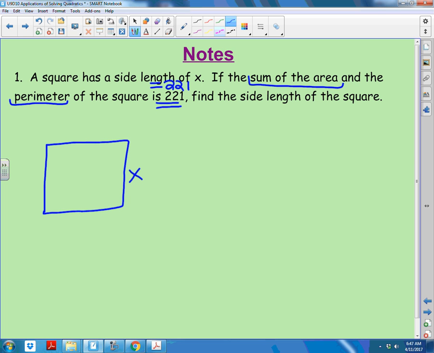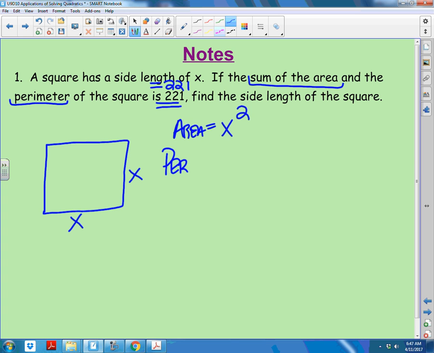So, the sum of the area and the perimeter. Okay, so let's find the area first. The area of a square is a side squared, or length times width, however you want to do it. So the area is x squared, x times x.